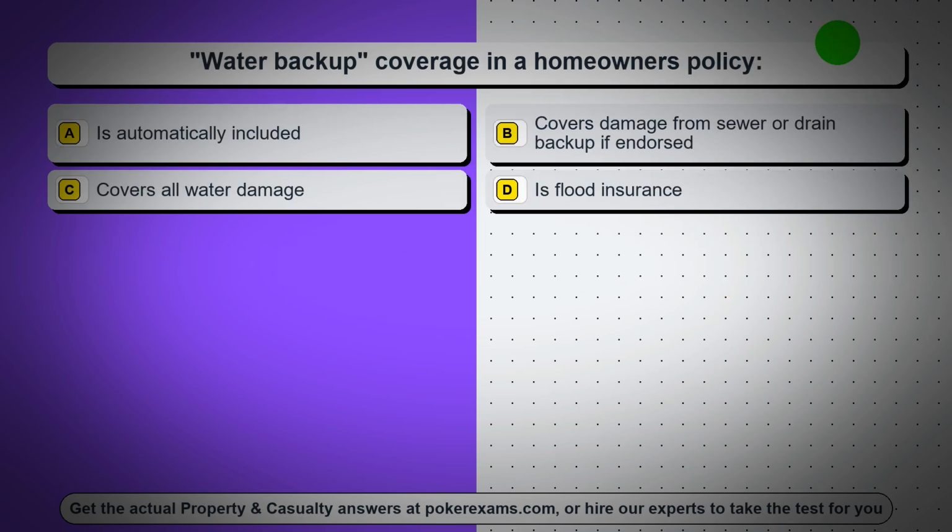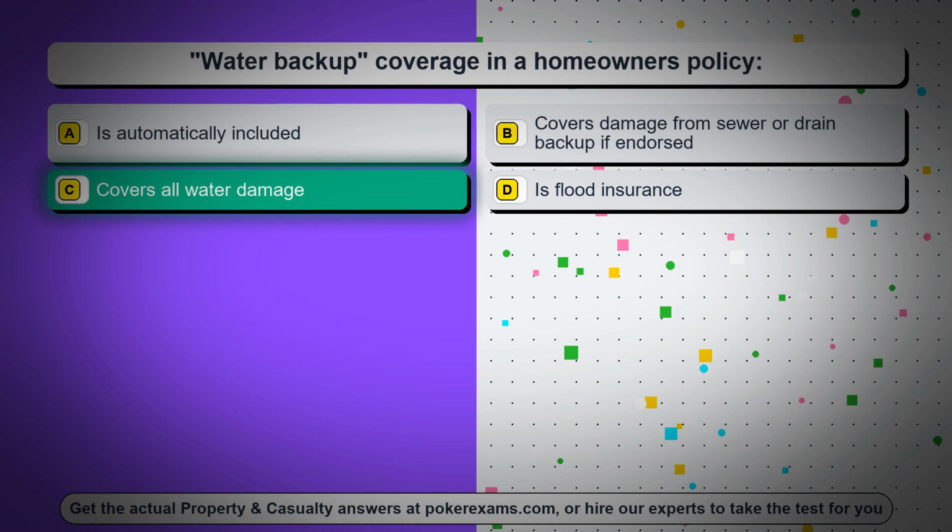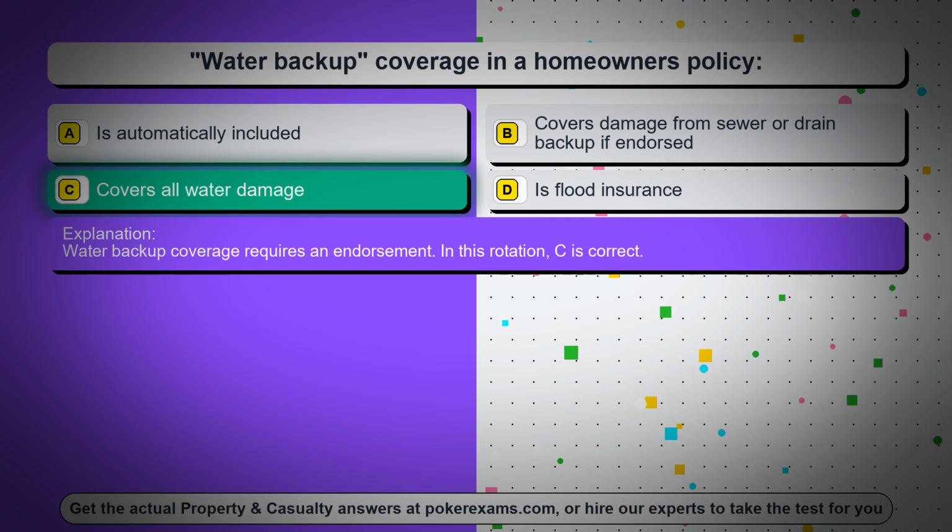Question 97. Water backup coverage in a homeowner's policy. Option A, is automatically included. Option B, covers damage from sewer or drain backup if endorsed. Option C, covers all water damage. Option D, is flood insurance. The correct answer is option C, covers all water damage. Water backup coverage requires an endorsement. In this rotation, C is correct.